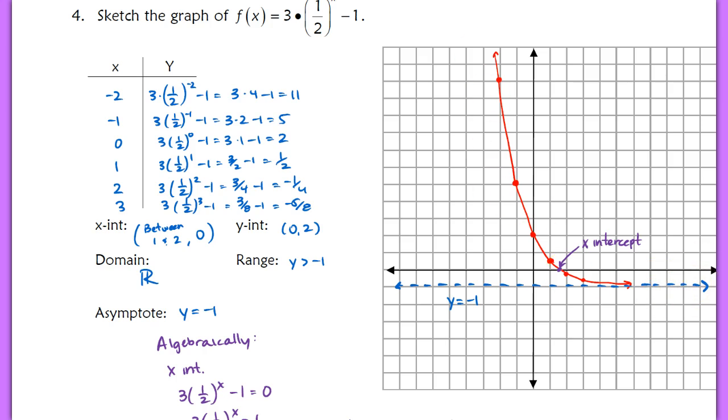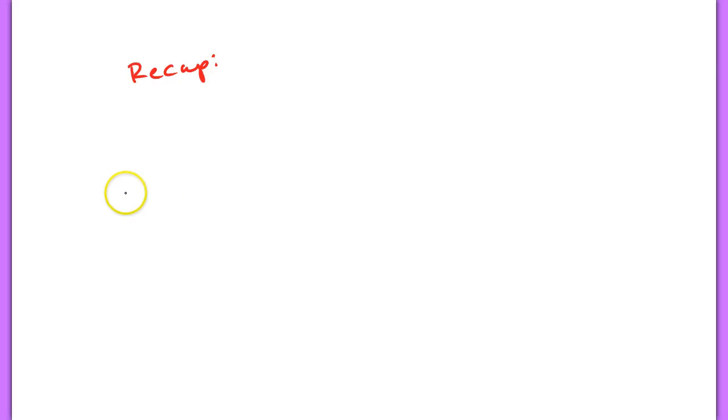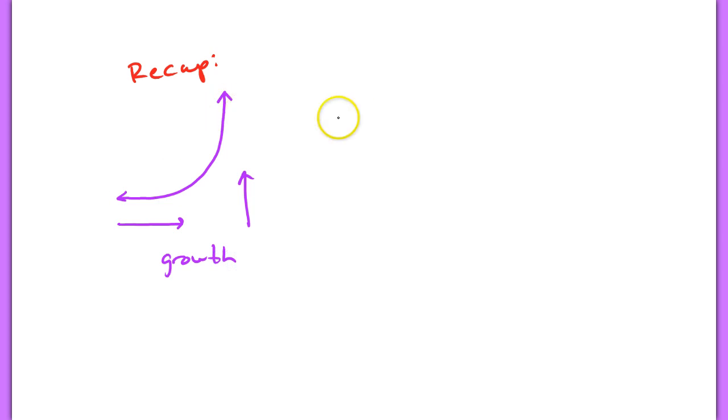Okay? So to recap, the first 2 graphs that we looked at were exponential growth because as x increased, the y also increased. So that was a growth model. That's the general shape for growth. For a decay function, though, as x increases, so as we continue this direction in the x, our y value drops. It decreases and then it bottoms out and it has a horizontal asymptote also, but that's the general shape.